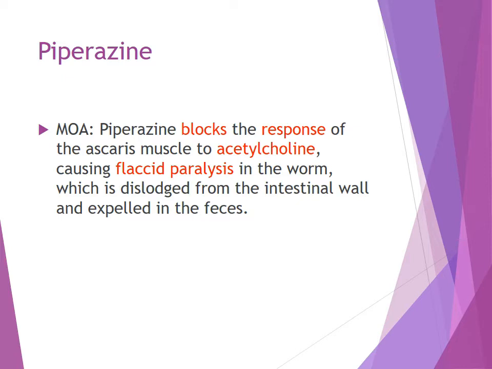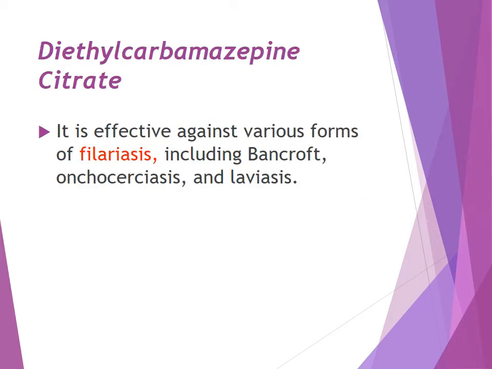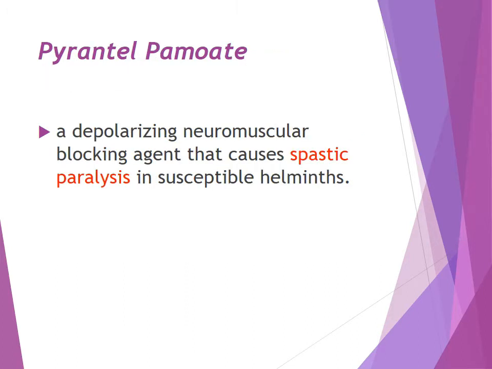First, we have your piperazine. The mechanism of piperazine, this will block your acetylcholine, causing now flaccid paralysis. So flaccid paralysis of helminths due to blocking of acetylcholine response. Next, we have your diethylcarbamazine citrate. This is used to treat various forms of filariasis, including now your Bancroftian, onchocerciasis, loiasis, and other filariasis.